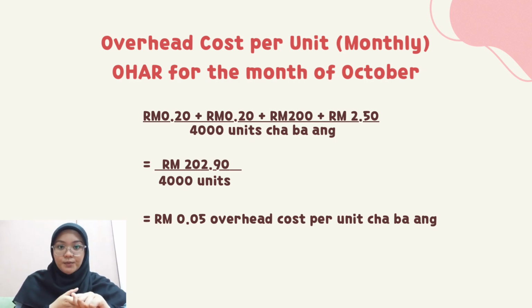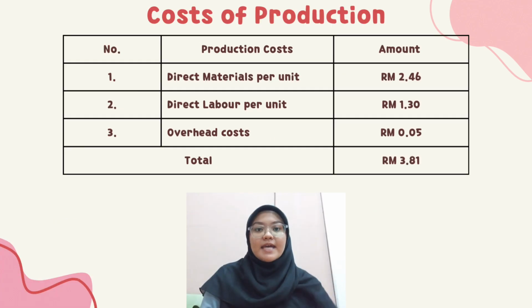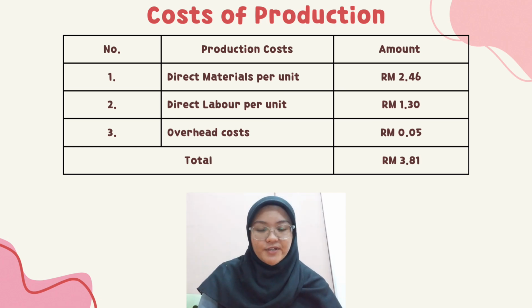The calculation will be 20 cents plus 20 cents plus 200 ringgit plus 2 ringgit and 50 cents, divided by 4,000 units. So it will be RM 202.90 divided by 4,000 units, and we will get 5 cents overhead cost per unit. Next, we move on to the cost of production.